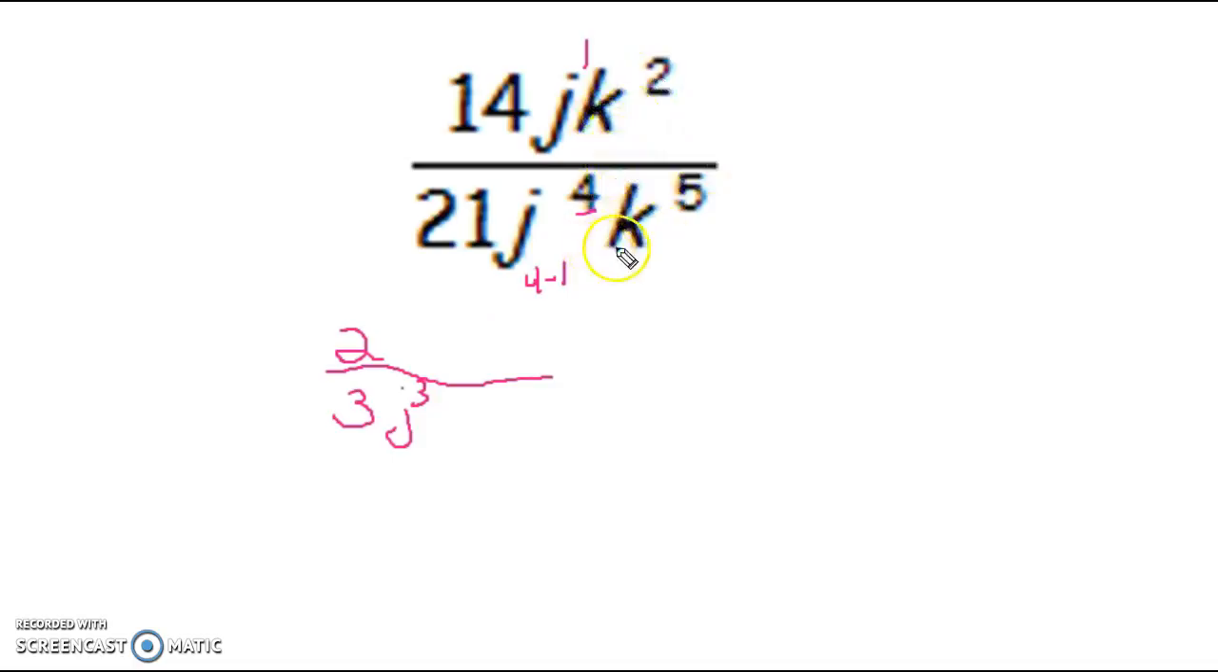K to the second divided by k to the fifth. The bigger number's on bottom. So I'm going to subtract from the bottom. 5 minus 2. That leaves me with 3 k's. So the answer would be 2 divided by 3, j to the third, k to the third. And remember, if you ever have questions, you can always expand it out and then cancel out to find the same answers. We'll do one more.